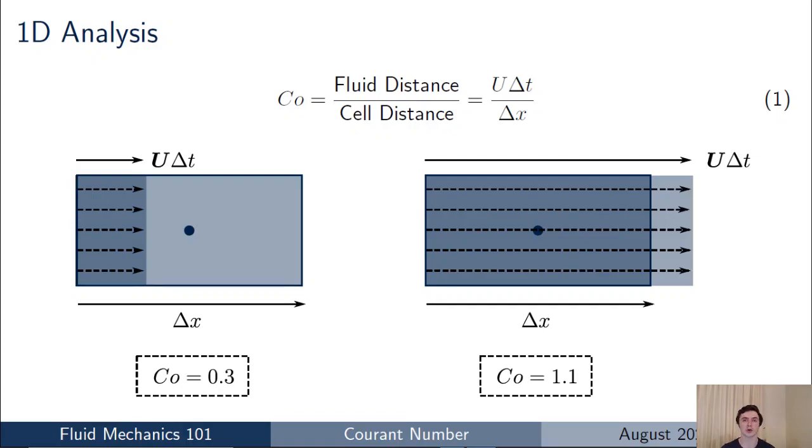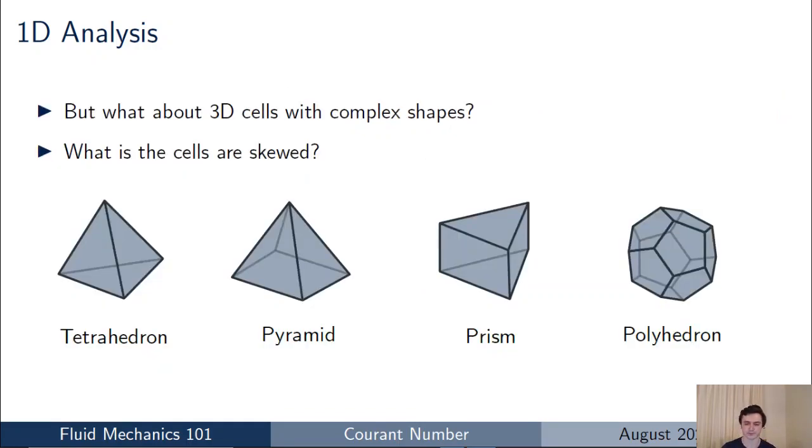So really the Courant number is giving us a quick and easy way to look at cells and tell us how far across the cell the fluid is moving in a given time step. And of course, if the velocity changes, the time step changes, or the size of the cell changes, the Courant number will also change. But for all these cases, the Courant number is just going to be that fraction. It's going to be, for a given cell, how far across the cell the flow is moving in a given time step.